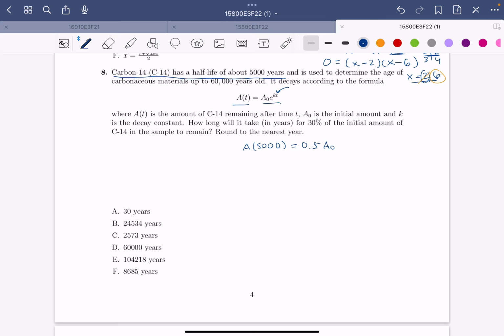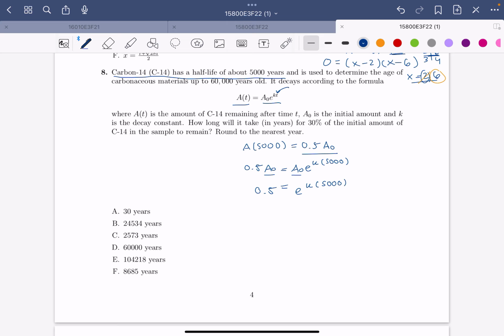So if we go ahead and plug this in the equation, we can say A of t equals this, so 0.5 A naught equals A naught e to the kt, where in fact t is 5,000 years. Now, if we divide these to cancel them out, we get 0.5 equals e to the k times 5,000.